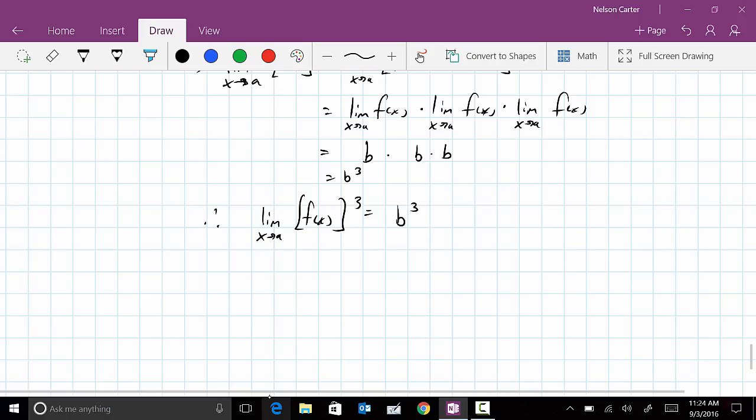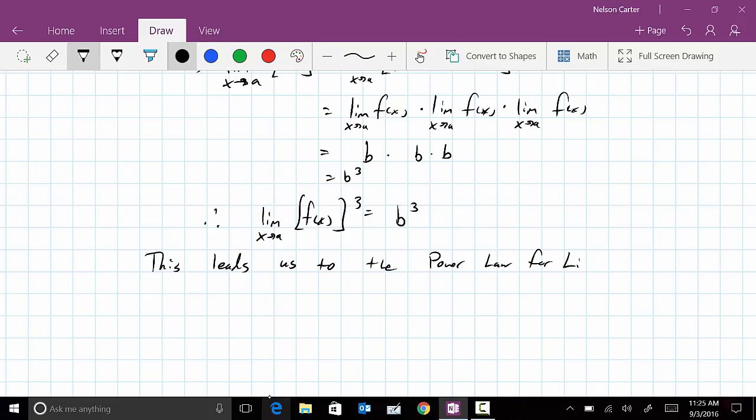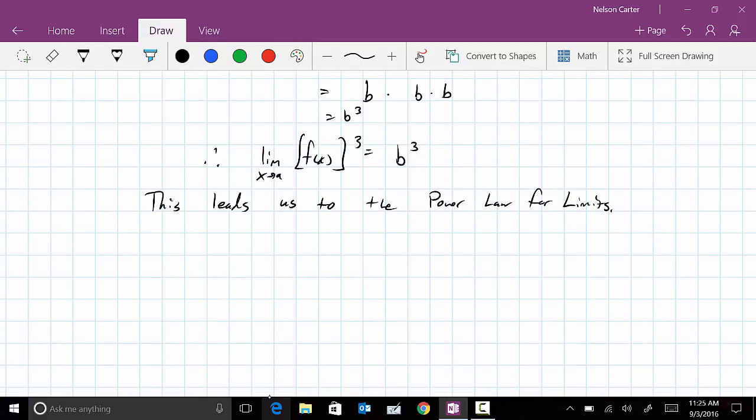So this leads us to the power law for limits. Now we could actually prove this by induction, but you've just seen that it works for 2, it works for 3. There's no reason why it wouldn't work for more of them, because if you have more of them, then you just have more factors of f of x, but then you can use that limit law, and it's going to just continue to work. It shouldn't matter how many of them you have.